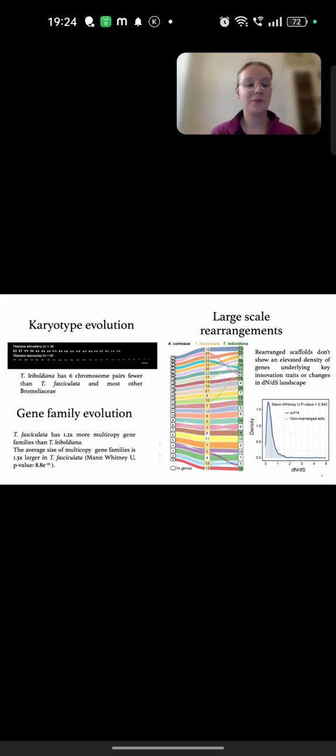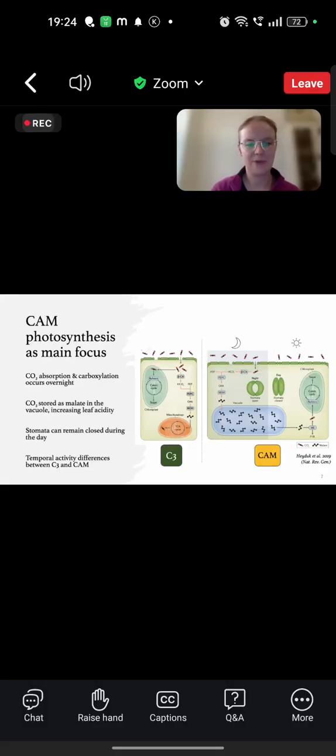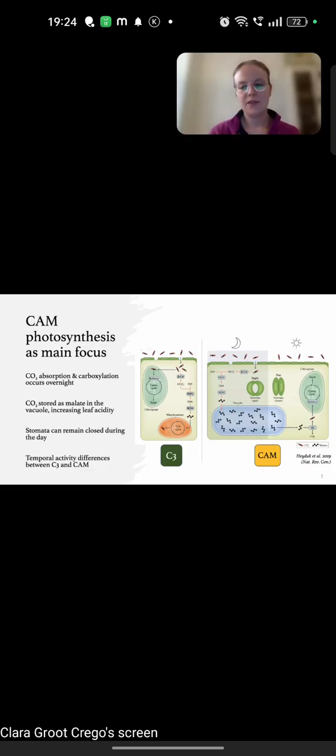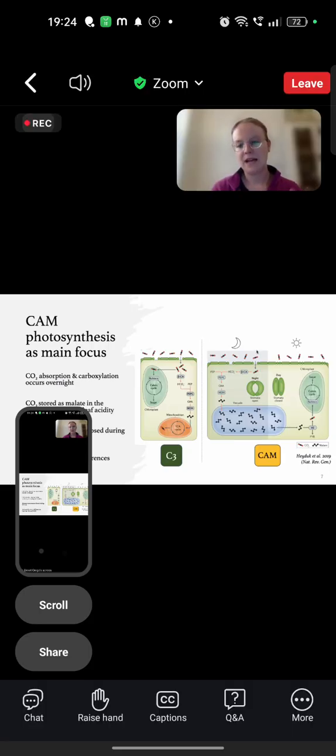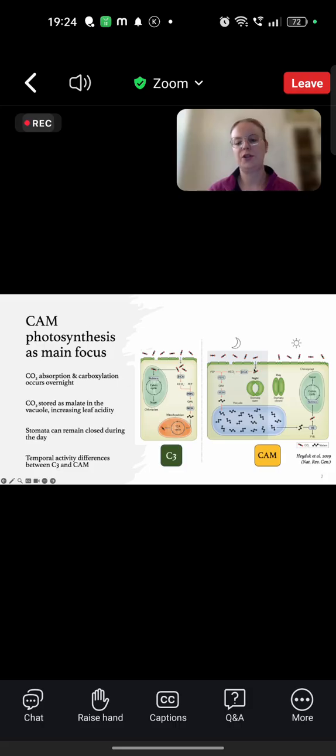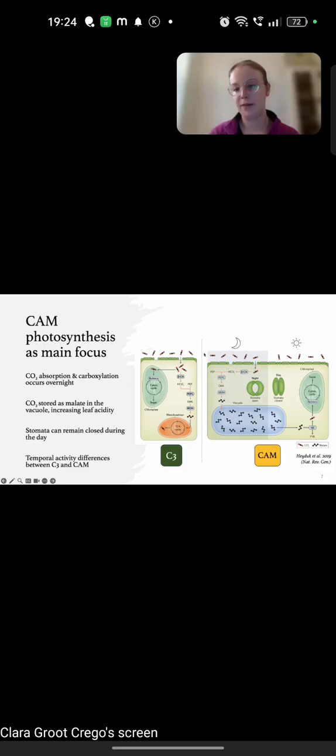I've just been describing how these genomes are similar or different from each other. And for that, I want to explain to you how we address CAM photosynthesis first, and that's by explaining how it exactly works. So the main difference between a CAM plant and a C3 plant is that CAM has shifted the CO2 absorption to the nighttime compared to C3, which is during the day, and C3 plants immediately feed CO2 to the chloroplast and start photosynthesis just in that way.